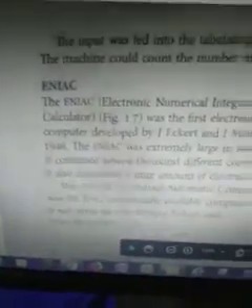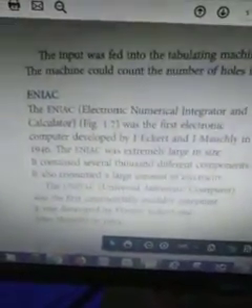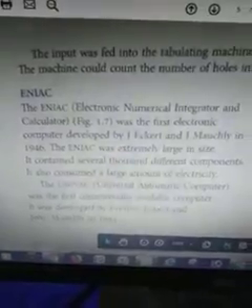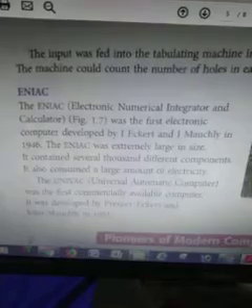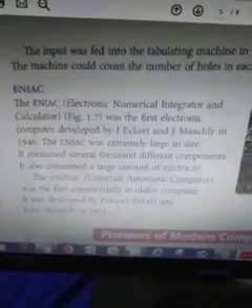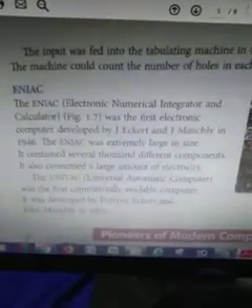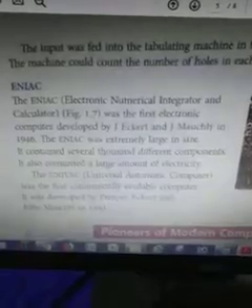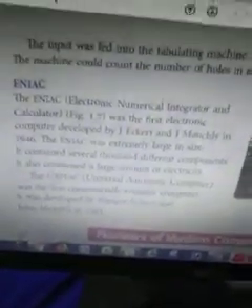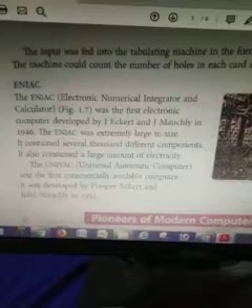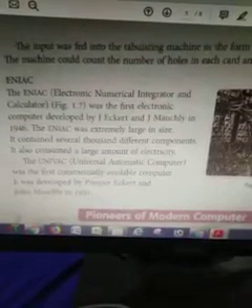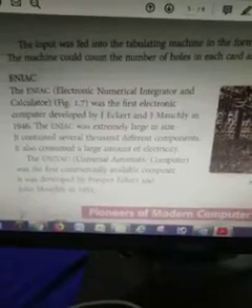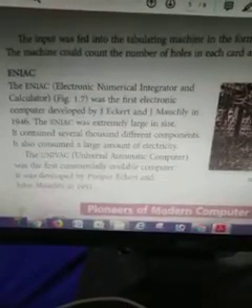After this, the first generation computer, that was ENIAC. The ENIAC, Electronic Numerical Integrator and Calculator, was the first electronic computer, developed by J. Eckert and J. Mauchly in 1946. Basically, it was a huge computer.